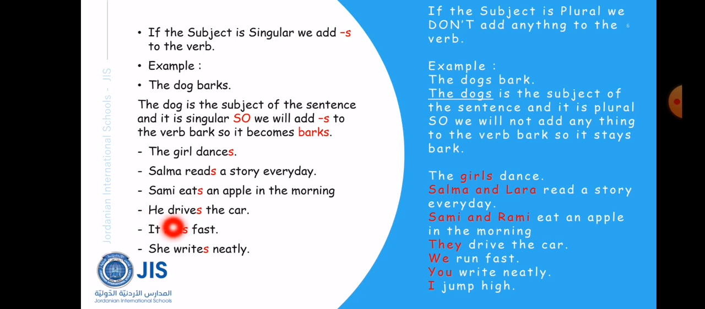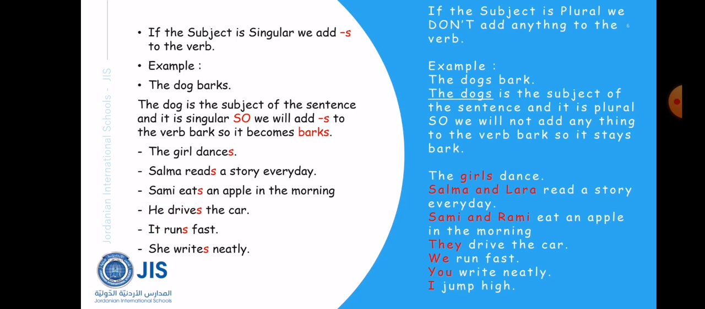If I say, it runs fast, where is the subject? The subject is it. Let's think. Is it singular or plural? It is singular. What do we do with the verb if the subject is singular? We add S, so it becomes it runs fast. We cannot say it run because it is singular. Singular subject takes S with the verb.